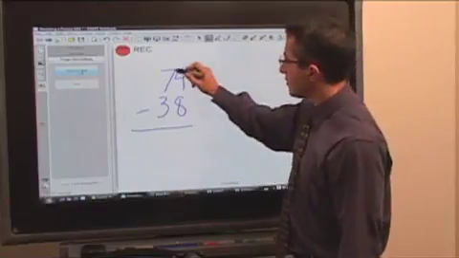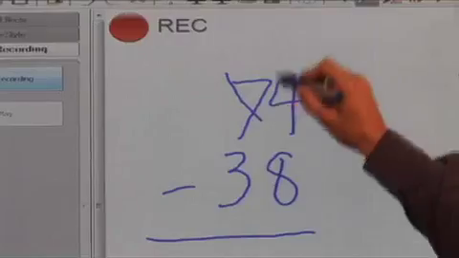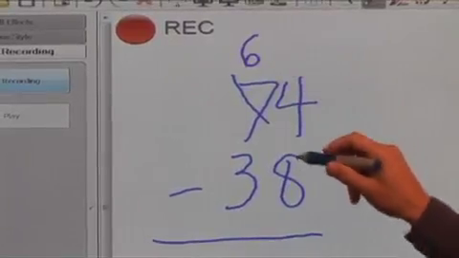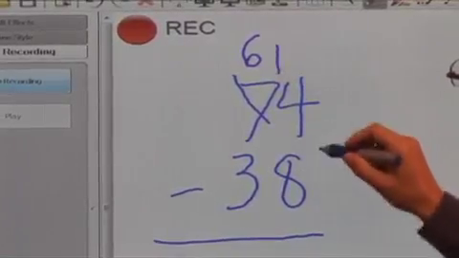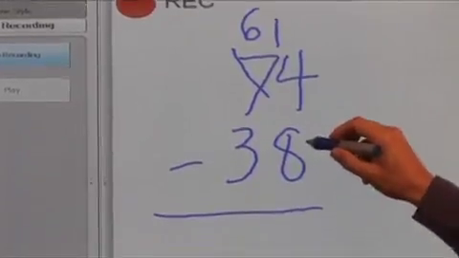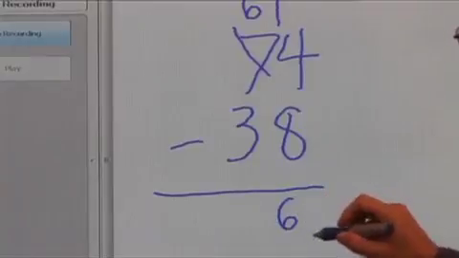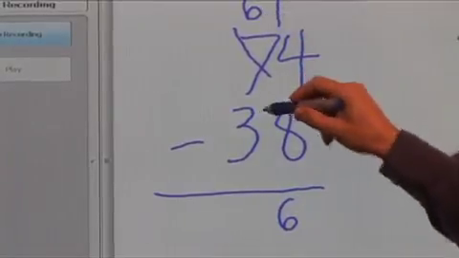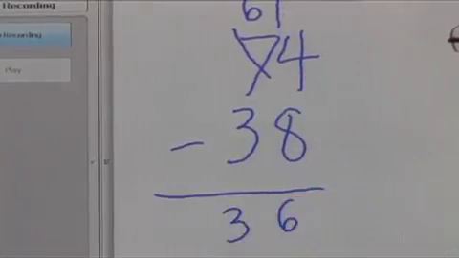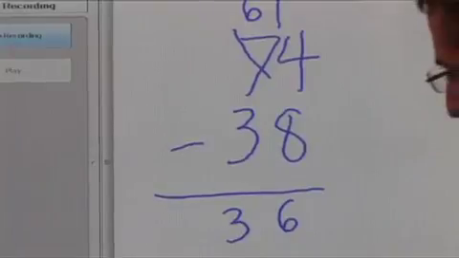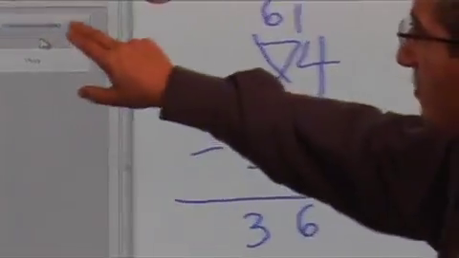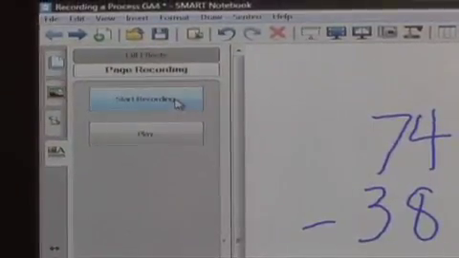As soon as I start writing, it will start recording. So what I'm going to do is substitute the 7 for the 6, put the 1 in front of here, 8, and this is now 14. This turns into 6, and then 6, and subtract the 3 in the tens place, and we have 36. I'm going to put my pen down, and I'm going to click Stop Recording.